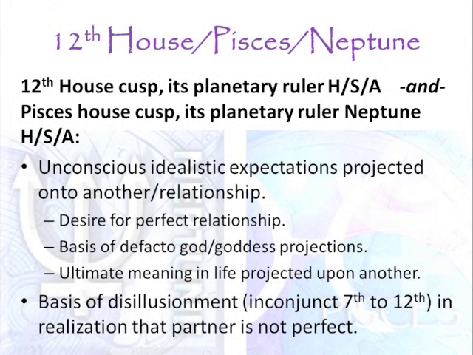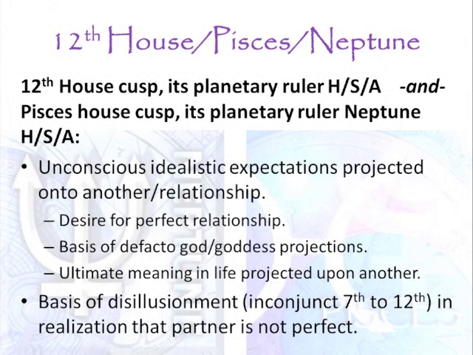It also is how we project that ultimate meaning in life onto another. And what this sets up is that whole basis of disillusionment. Disillusionment is a 12th house Pisces Neptune word. And with that inconjunct from the 7th to the 12th, or in this case, the 12th back to the 7th, we have that realization that the partner is not perfect.